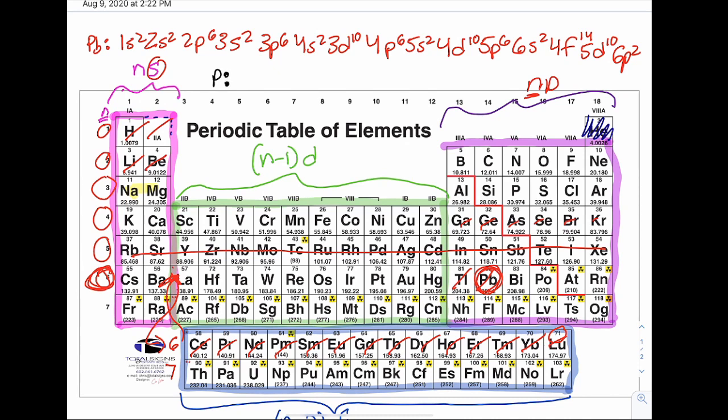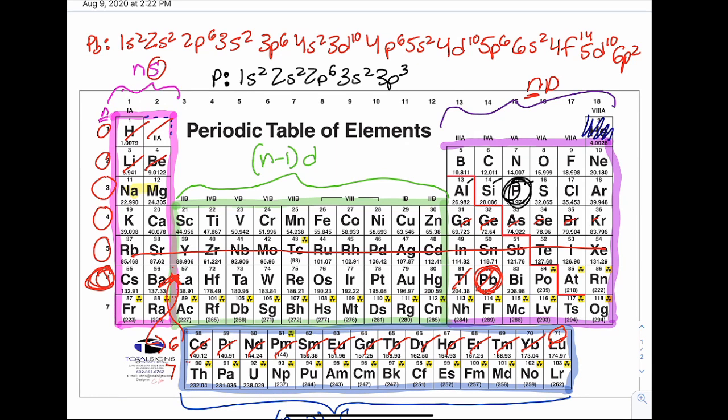So phosphorus is right here on the periodic table. So I'm just going to go through it real quick. So 1s2, 2s2, 2p6, 3s2, and then I'm in the 3p subshell, 1, 2, 3 to get to phosphorus. So this would be my electron configuration.